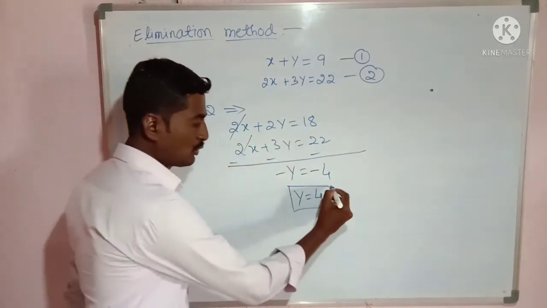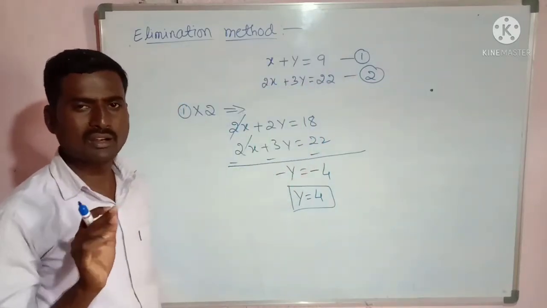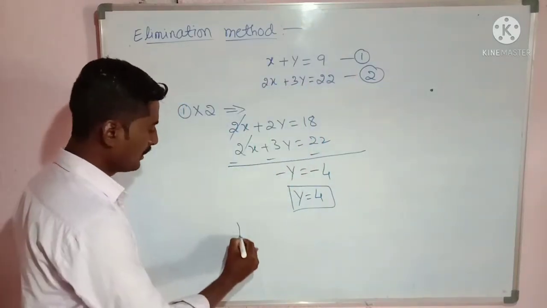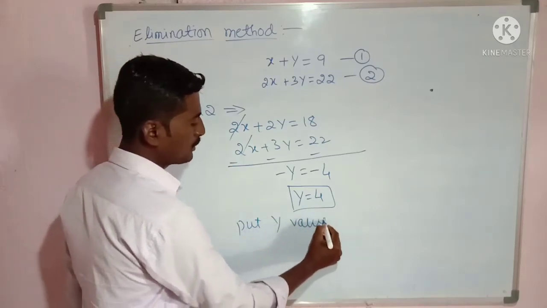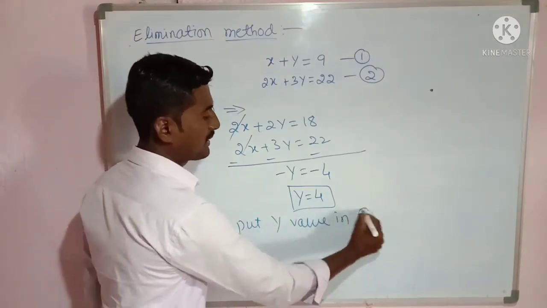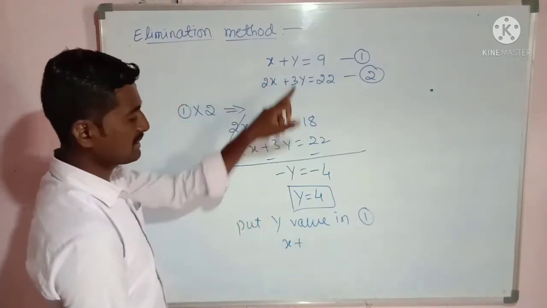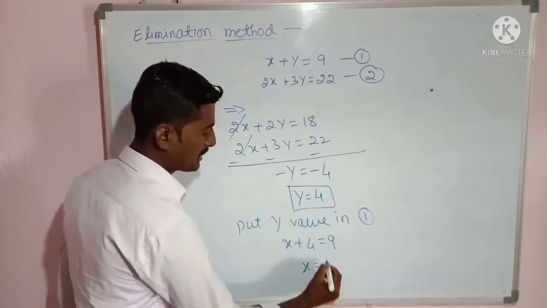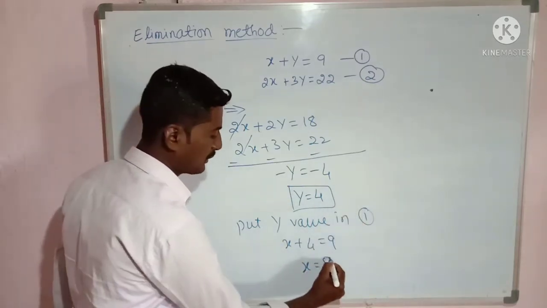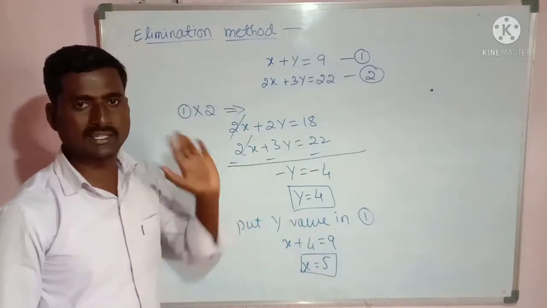Now I have to substitute this y value either in equation number 1 or in equation number 2. You'll get the value of x. Put y value in equation number 1. So x plus y is nothing but what here? 4 is equal to 9. So x equal to how much? 9 minus 4, that is 5. Okay. So this is how we can solve by elimination method.